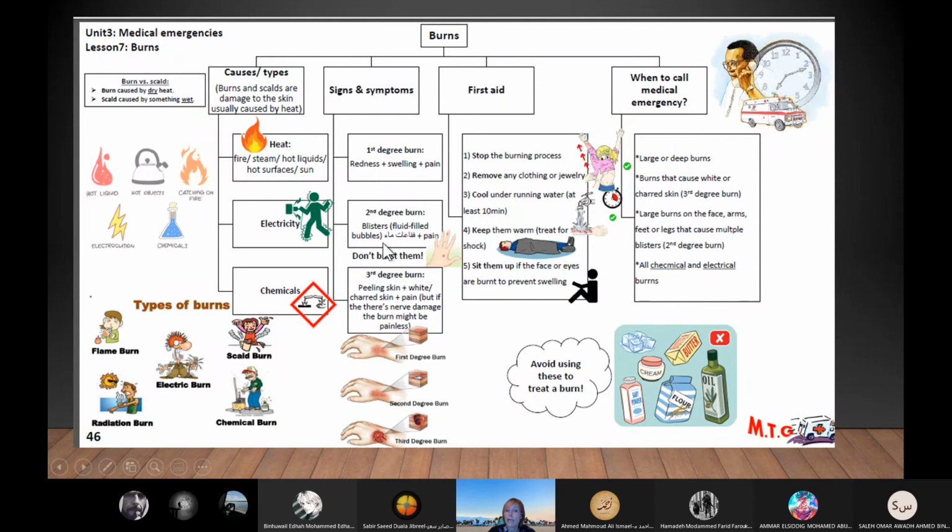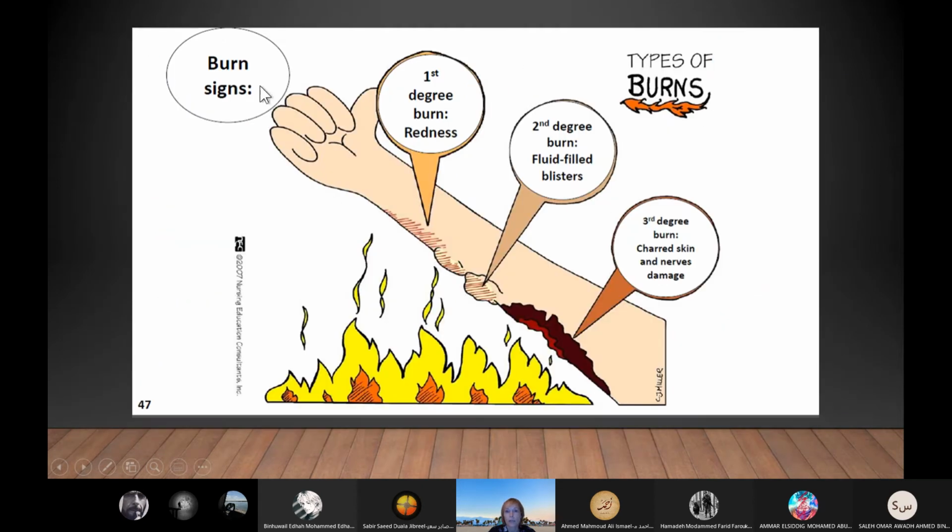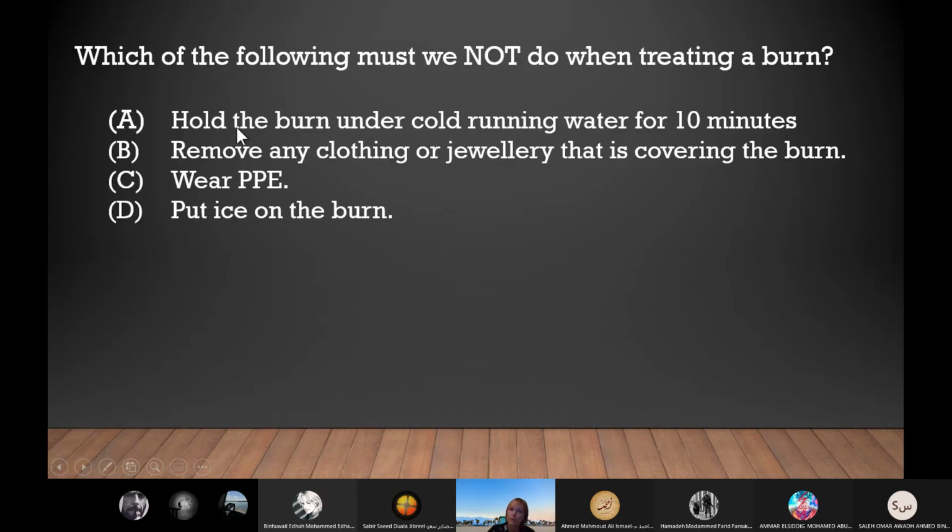Okay, so burns. We have first, second, and third degree burns. Let's just look at this next picture here. So if we have a first degree burn, we might just have redness. If we have second degree, we would have blistering. But if we have third degree, then we would have charred skin and possibly nerve damage. Okay, so those are the types of burns.